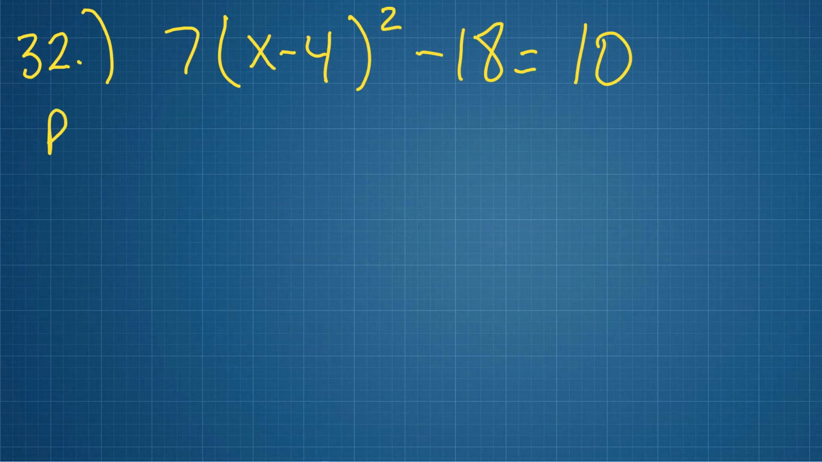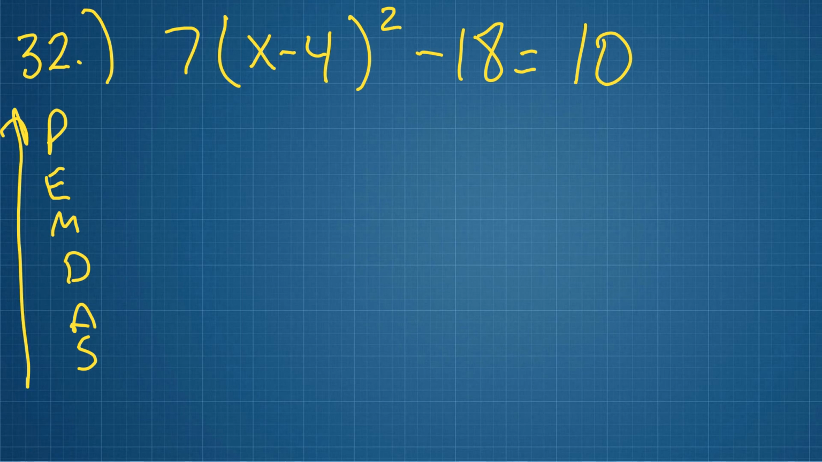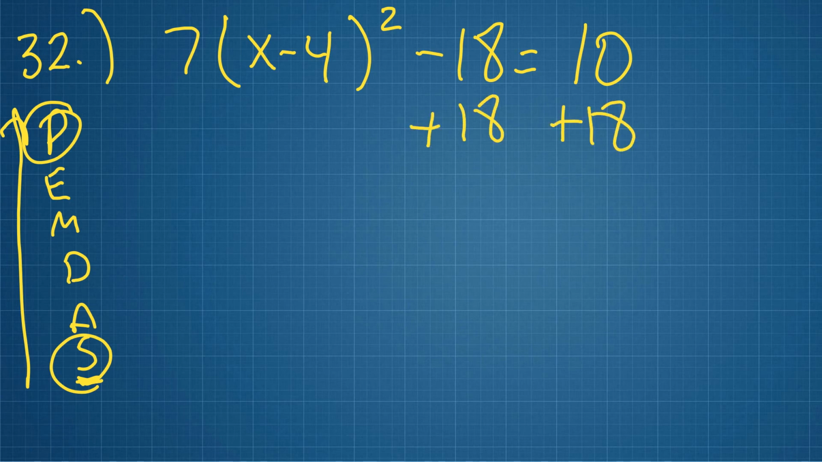32, it's just PEMDAS backwards again. Do not get confused because of the parentheses. It's just part of PEMDAS backwards. So I see subtraction, but that subtraction is actually in the parentheses, so I can't get rid of it yet. I also see subtraction outside the parentheses. I can get rid of that subtraction by adding 18 to both sides.